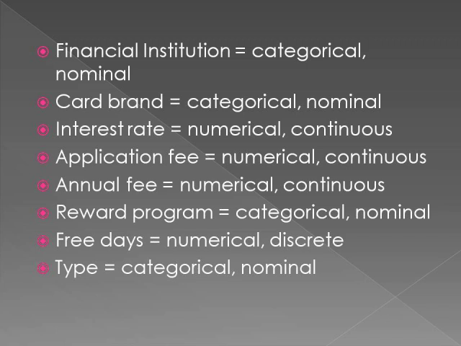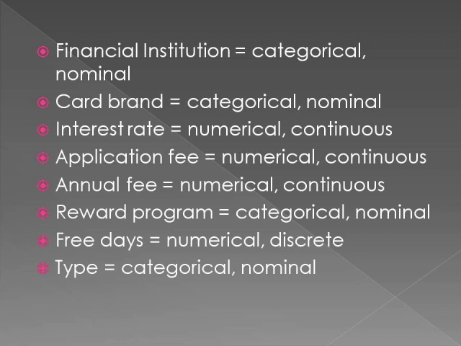Application fee, we can think of this as continuous. You can argue for sort of whole dollar amounts to be considered as discrete, but generally we would think of money as being continuous because we can go into cents and even to more than 2 decimal places when it comes to money in computer transfers. Annual fee being monetary again, we would take that to be continuous for the same reasons as application fee.